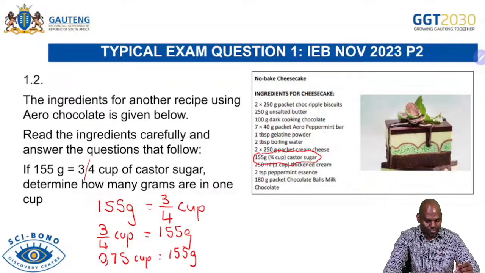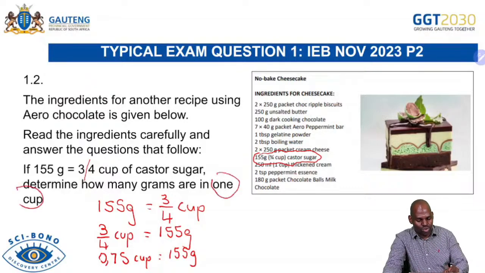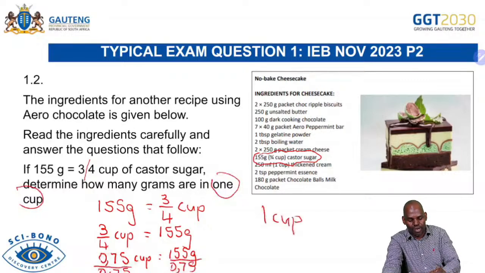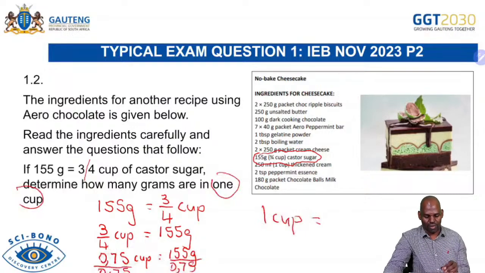If we are looking for 1 cup, okay, so to get 1 cup there we have to divide by 0.75. So if you divide by 0.75, I also divide the other side by 0.75. So 0.75 divided by 0.75 is going to give me 1. So it's just 1 cup, but the very same 0.75 must be used to divide 155. So 155 divided by 0.75 is equal to 206.